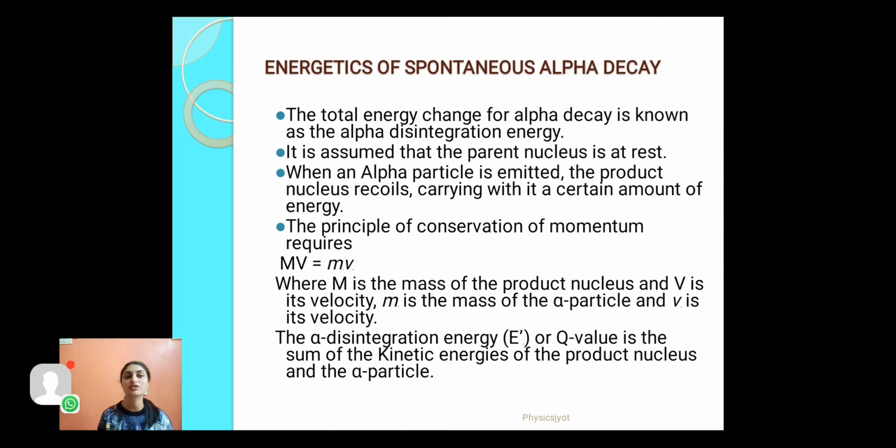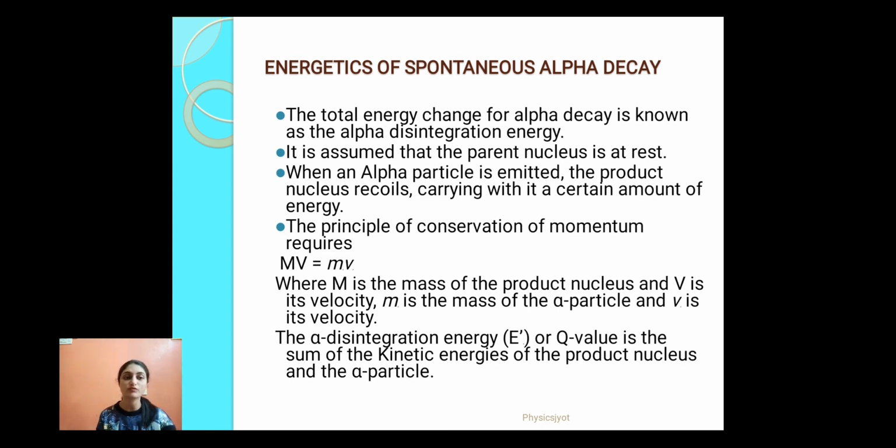Now, what are the energetics of spontaneous alpha decay? The total energy change for alpha decay is known as the alpha disintegration energy. It is assumed that the parent nucleus is at rest. When an alpha particle is emitted, the product nucleus recoils, carrying with it a certain amount of energy. The principle of conservation of momentum requires that M into V, that is the mass of the nucleus and its velocity before the ejection of the alpha particle, should be equal to that after.